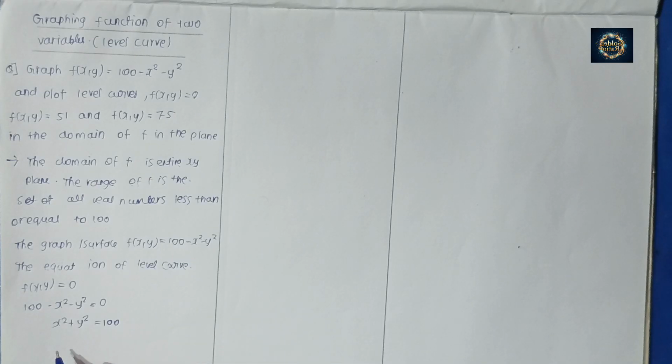Here it is in the general form, x square plus y square equal to r square. Comparing, r square will be 100, so r will be root 100, which is equal to 10. So from this we can make out that it is the equation of a circle with radius 10. While plotting the graph, that is one value we got. Similarly, we have to find it for the other two values.